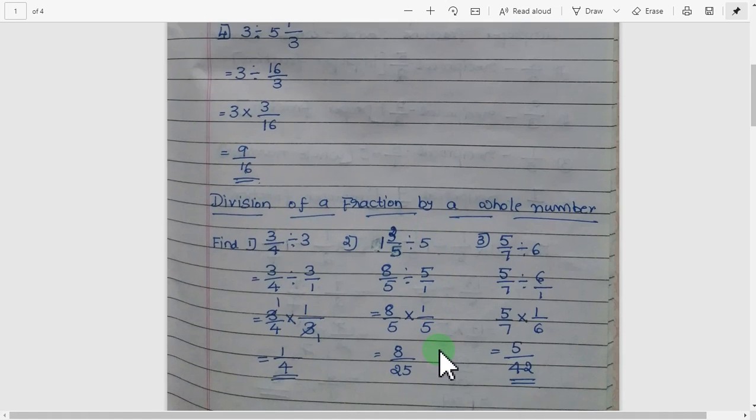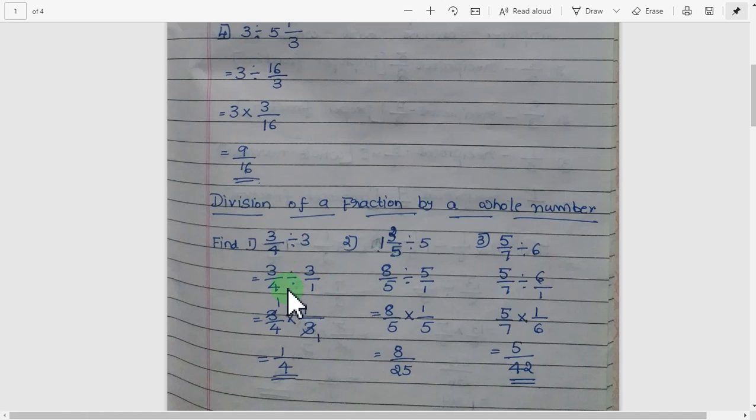Division of a fraction by a whole number. In this, the fraction comes first, next the whole number. So 3 by 4 divided by 3. The first step is to write 3 by 4 divided by 3 by 1. You have to write 3 by 1. Again it is 3 only, the value will not change. Make this a fractional number. 3 as a fraction, so 3 by 1.